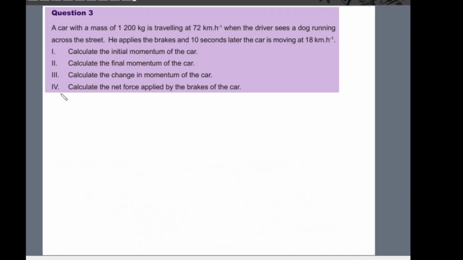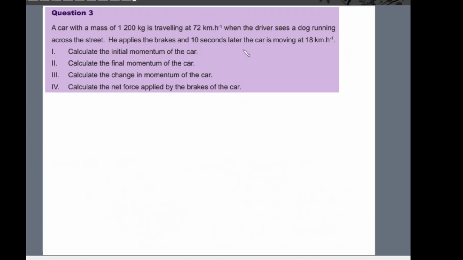So here lapha ngwami question 3 taken from some notes. A car with a mass of 1,200 kg is traveling at 72 kilometers per hour when the driver sees a dog running across the street. He applies the brakes and 10 seconds later the car is moving at 18 kilometers per hour, right?